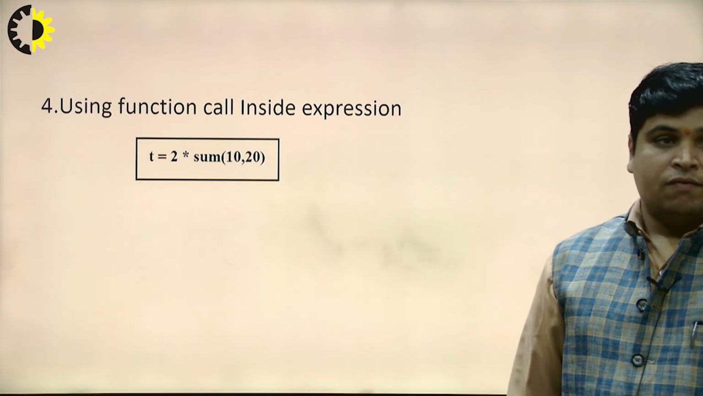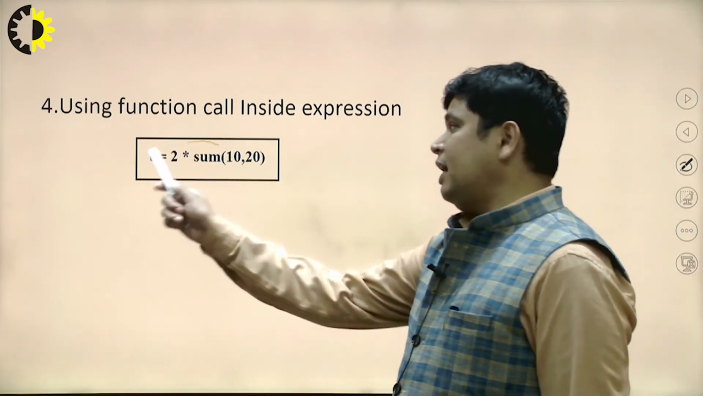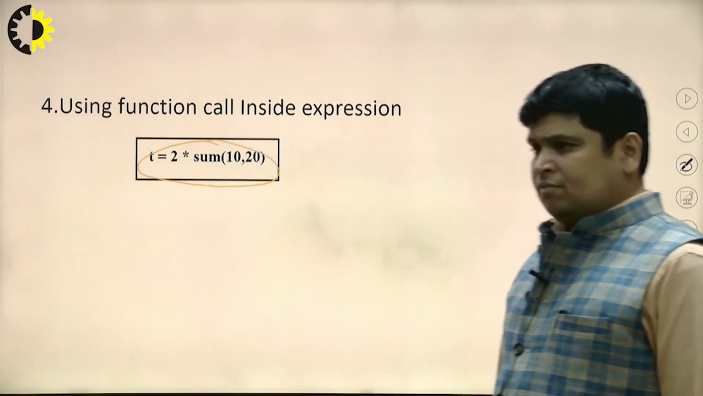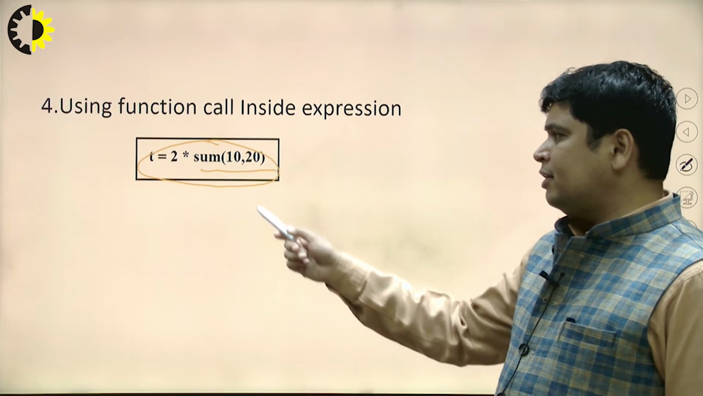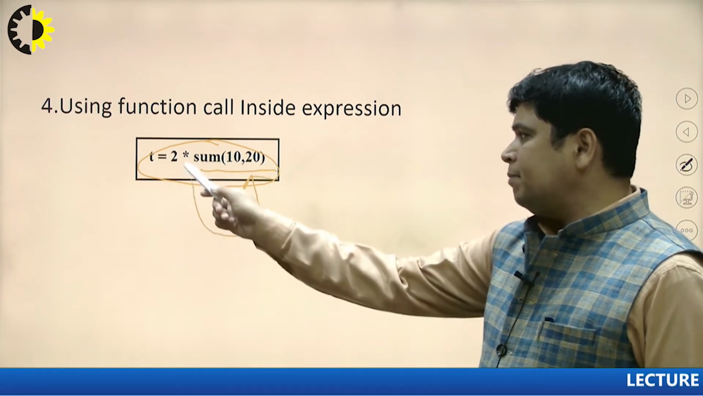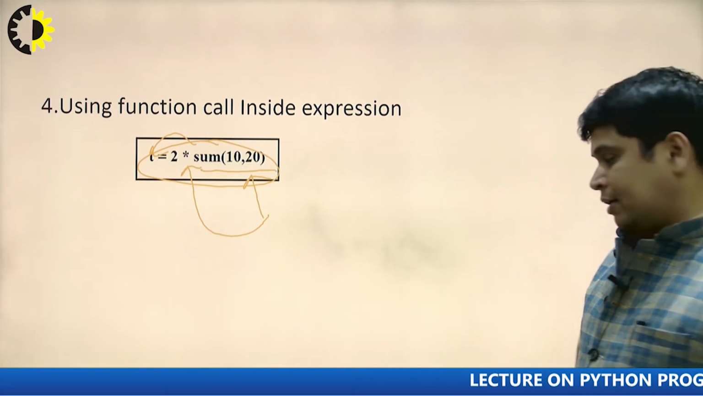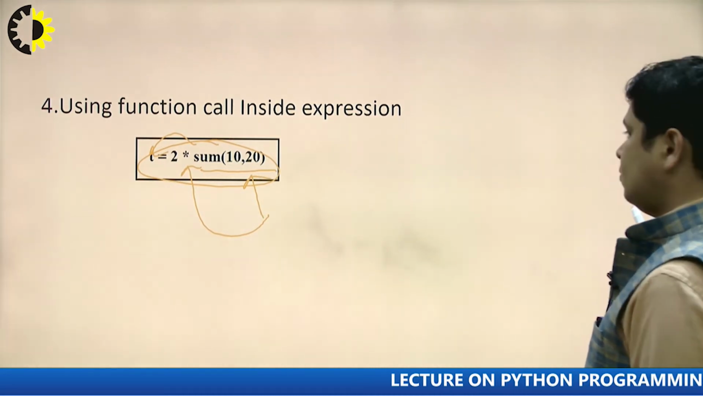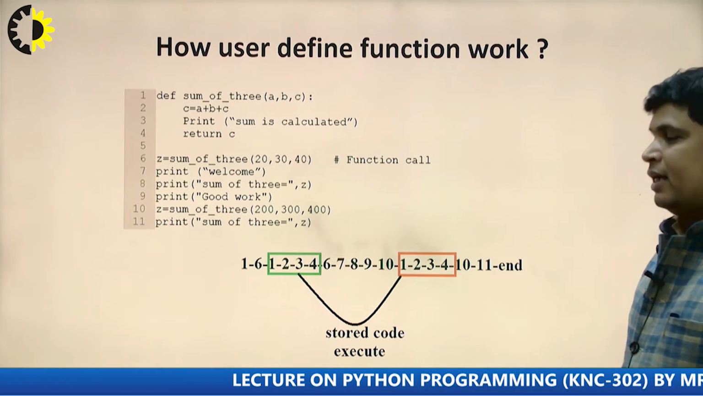Now the fourth way is we can call functions in an expression also. So there is no issue. First this call will be executed, the result of this call will be multiplied by 2, and finally this result will be stored inside the variable t. So this is a very good example.